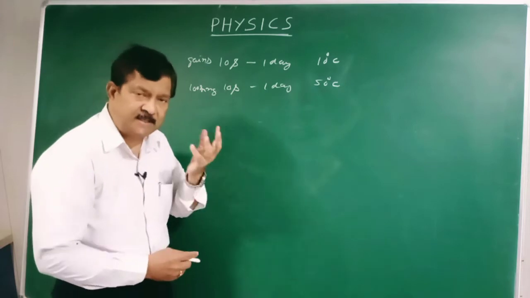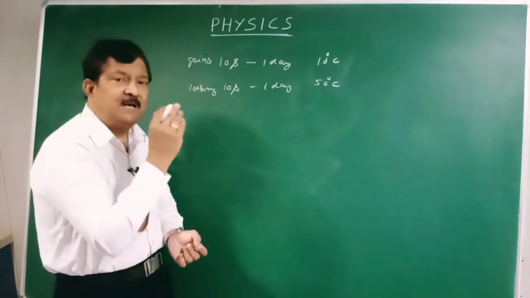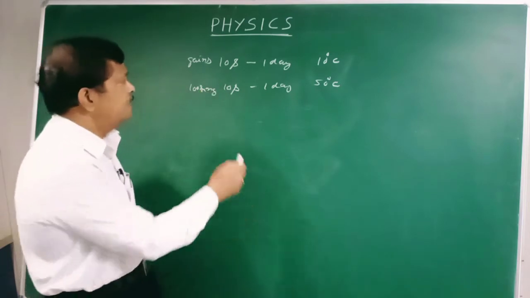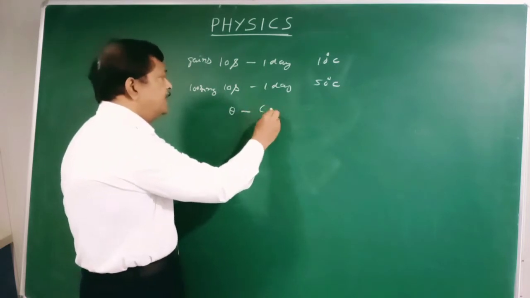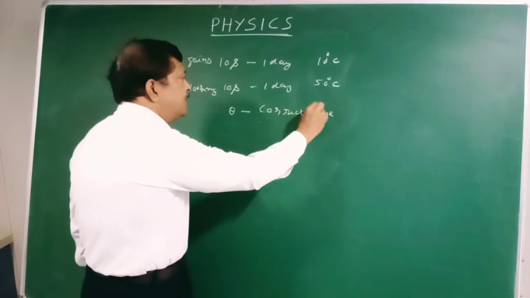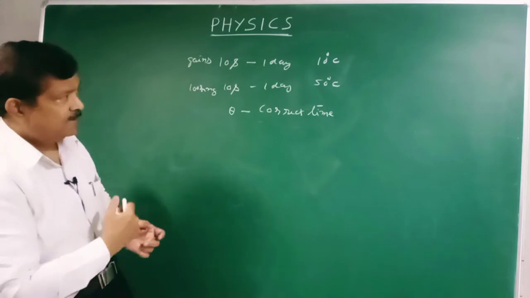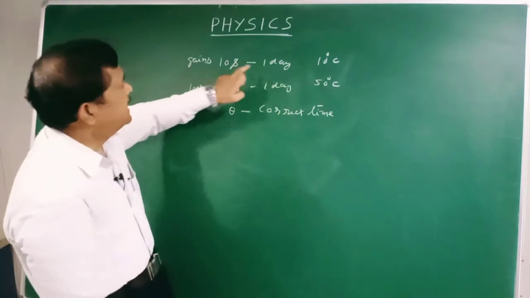Let us find out the temperature at which this pendulum clock will show you the correct reading or correct time. So let us find out now. Suppose theta is the temperature at which it gives the correct time. But at 10 degrees centigrade it is gaining 10 seconds per day.